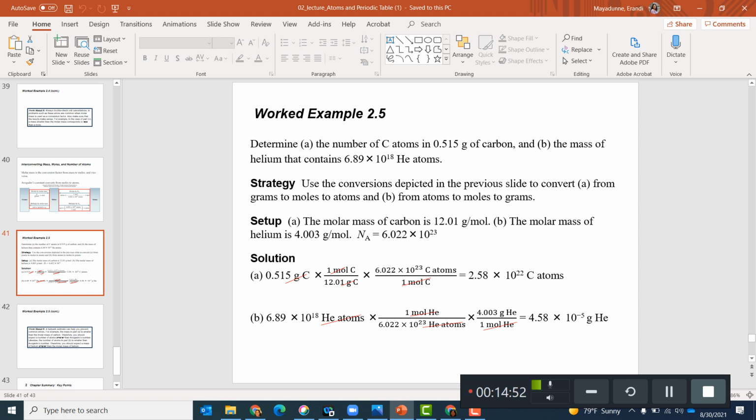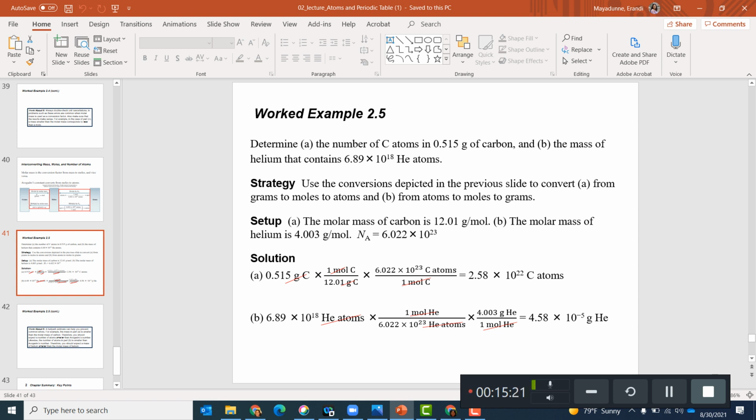If I explain part B again, here you have the atoms. Divide by Avogadro's number. That's what I do in this first step. You get the number of moles. I cannot stop at the number of moles because they ask for the mass. So once you have the number of moles, you multiply by the molar mass of helium. Okay. So that's about this chapter, converting mass.